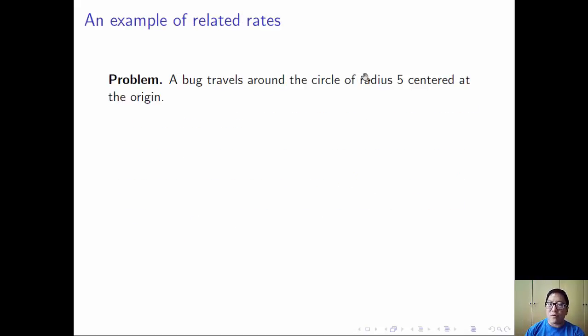So here is a very concrete example. So suppose we have a bug. Yeah, it's always bugs, right? But for a lack of creativity, this is not a super interesting or super practical word problem. But suppose that you have a bug that travels around the circle of radius 5 centered at the origin. So there's your bug right there.